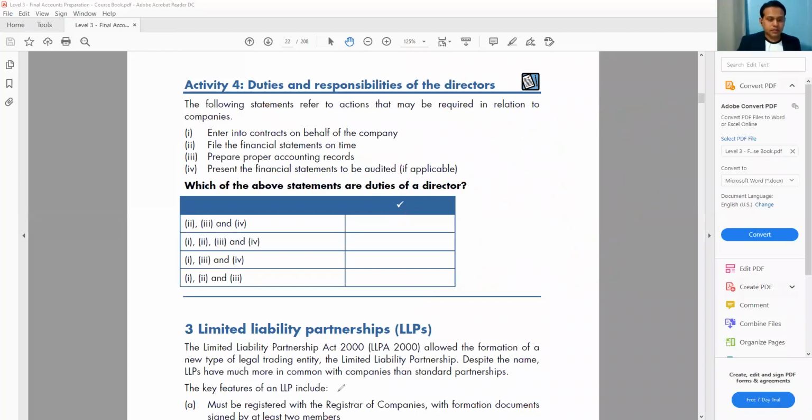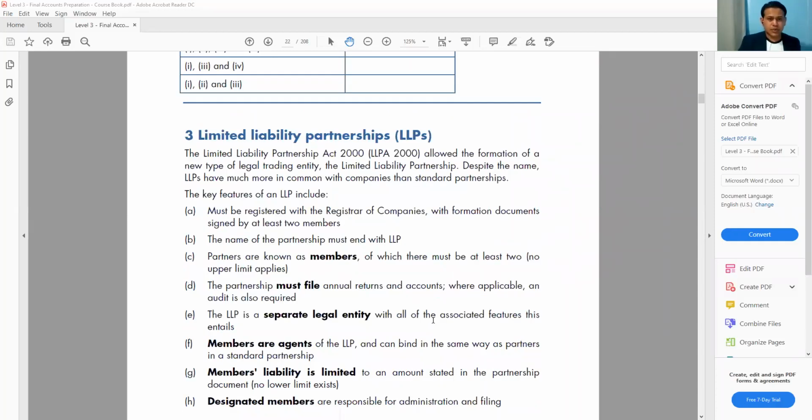All right, so let's move on to our next bit. Limited liability partnership. Let's quickly read this one.